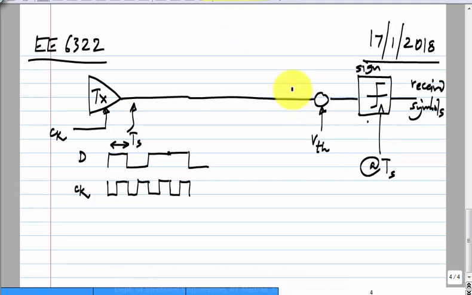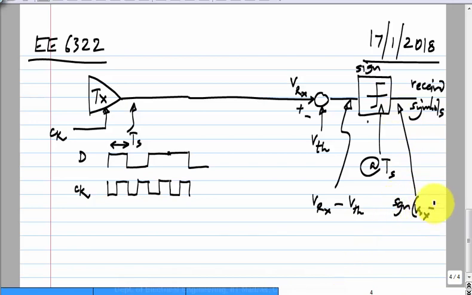Right. So, if this is the received voltage, I will assume that this point will be Vrx minus the threshold, and this is the sign of Vrx minus the threshold at the sampling instant, whatever the clock edges are. Later we will see how to implement all of these things.